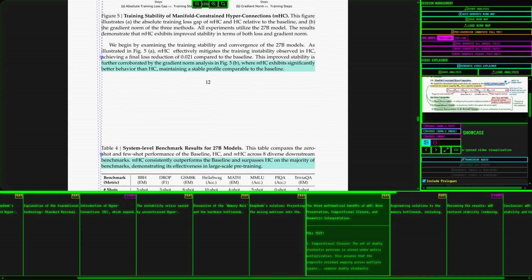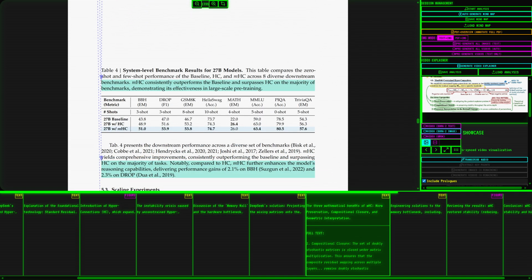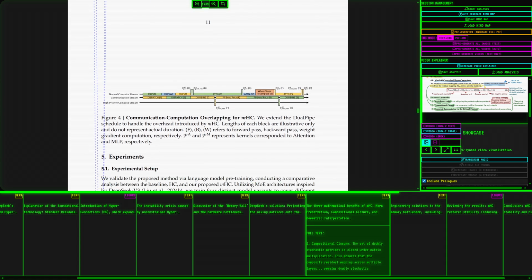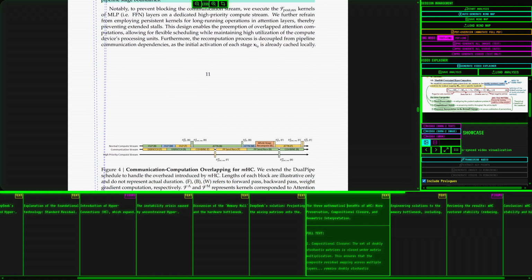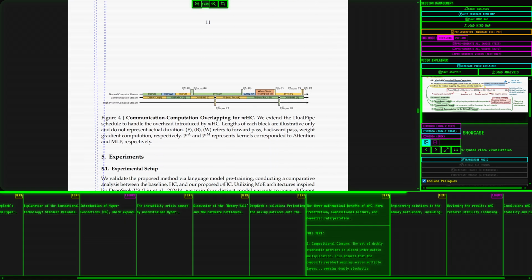And the last piece was communication for training on these huge GPU clusters. Right. They adapted something called the dual pipe schedule. But the key extension was executing the big feed-forward network kernels on a dedicated high-priority compute stream. Meaning the heavy lifting doesn't get stuck waiting for data to be shuffled around. Exactly. It keeps the GPUs fully saturated and working, which is the name of the game in large-scale training.